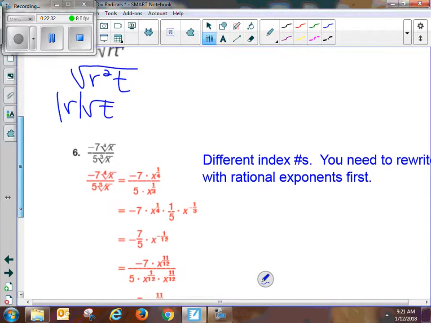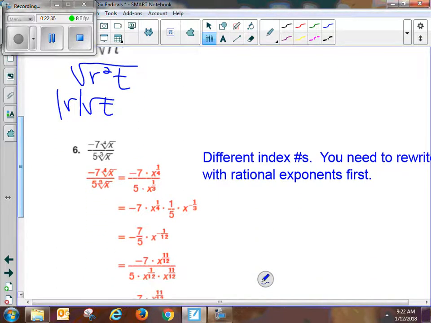Okay, this next one, I'm going to work through with you. You have a choice, but do you notice that to start off with, you do not have like indexes? So you can go the route of either A, first taking it to rational exponents and then simplifying it, or you can try and simplify the denominator first, and then after you do that, put together whatever we need to put together. And I'm going to go that route instead of their route.